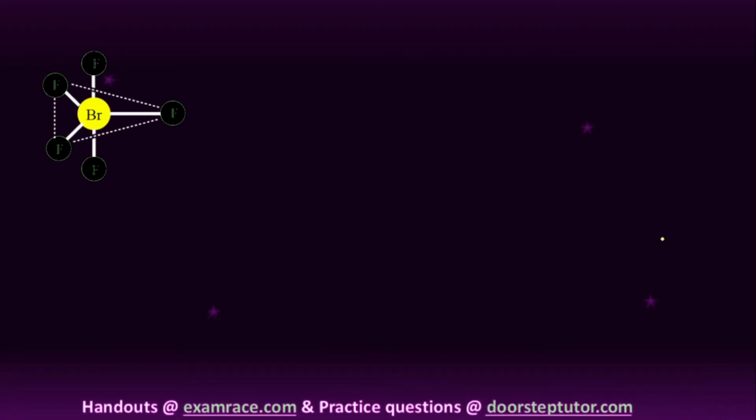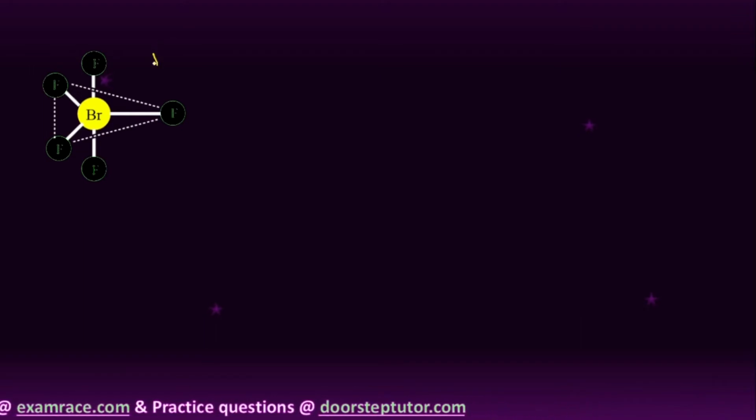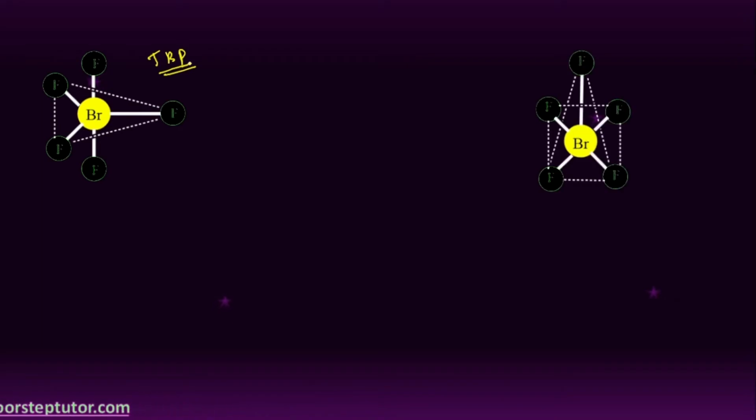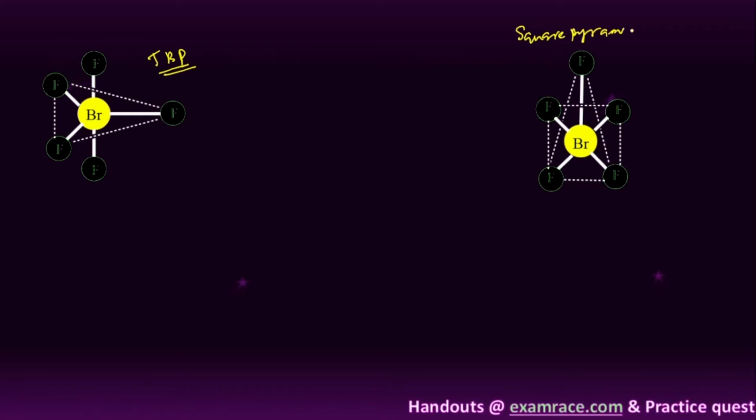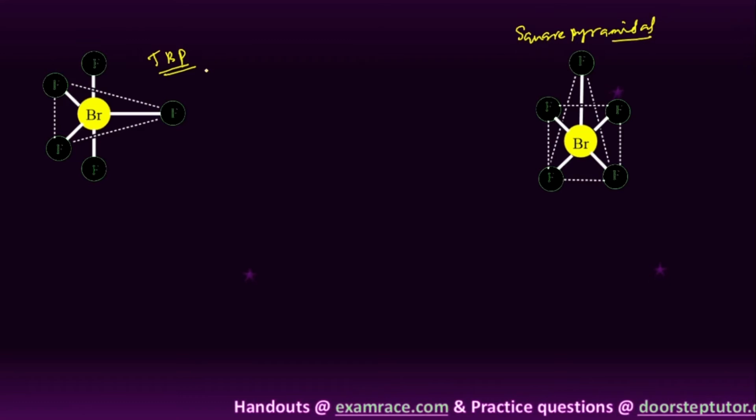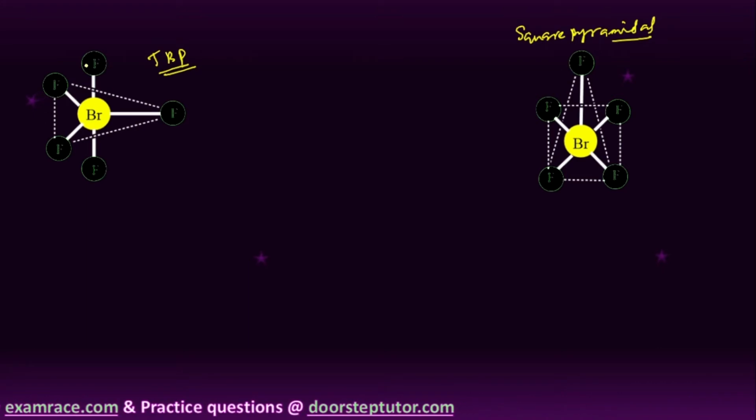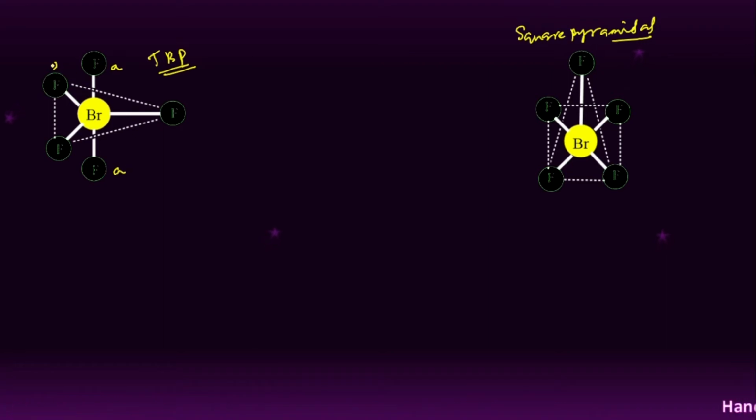One is trigonal bipyramidal, and this one is a square pyramidal geometry. So one is trigonal bipyramidal, another one is square pyramidal geometry, right? Similarly, student, as we discussed before in the case of the PF5 molecule, here in the BrF5 molecule, two types of fluorine atoms are there: equatorial and axial sets of fluorine atoms.